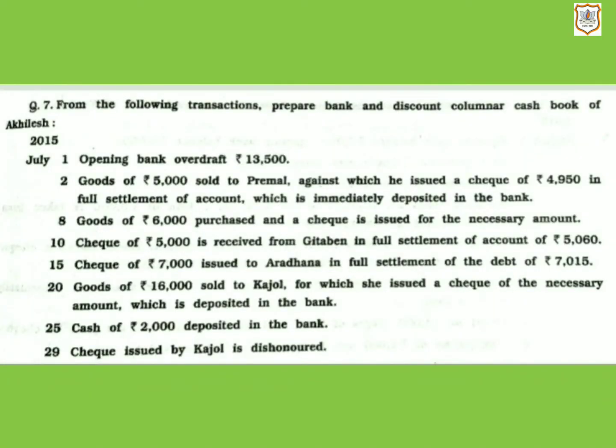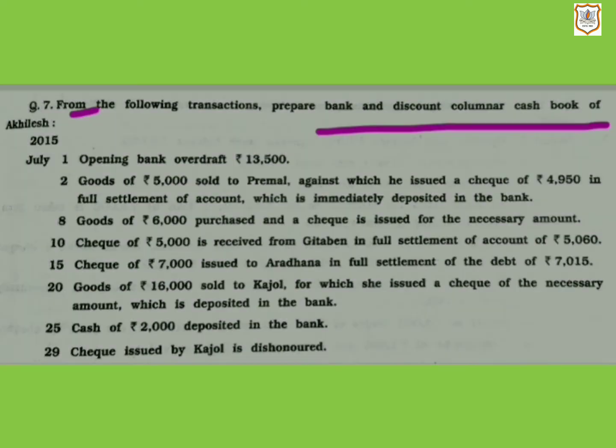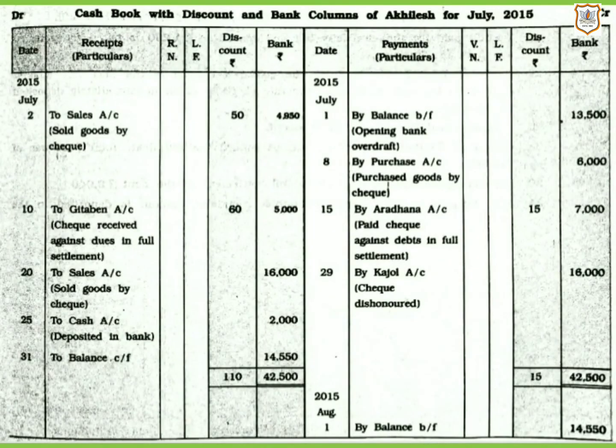Now let us see another type of two columnar cash book, that is bank and discount columnar cash book. For that, take out question number 7. Here some transactions are given and we have to prepare bank and discount columnar cash book of Akhilesh. So let's start. So here is our bank and discount columnar cash book.